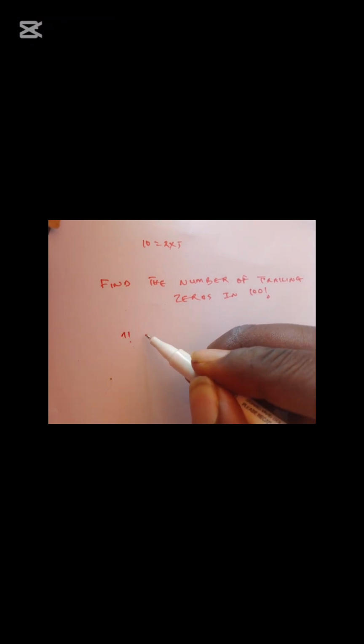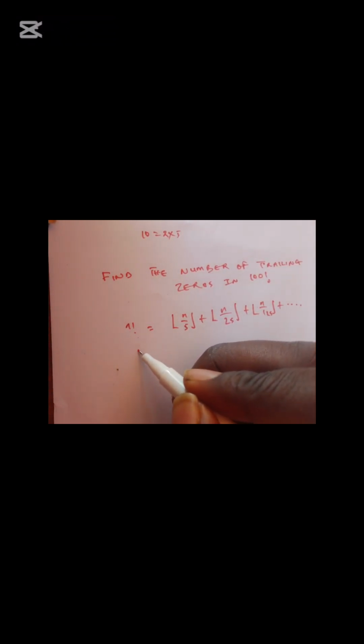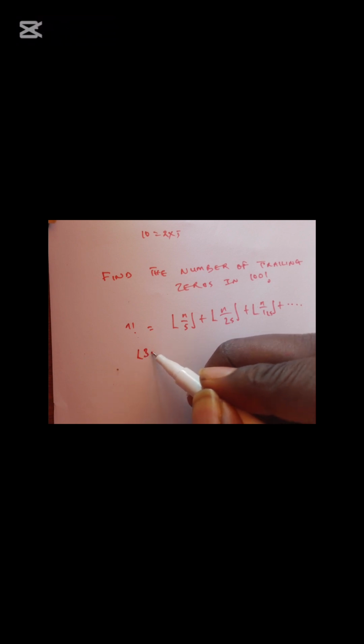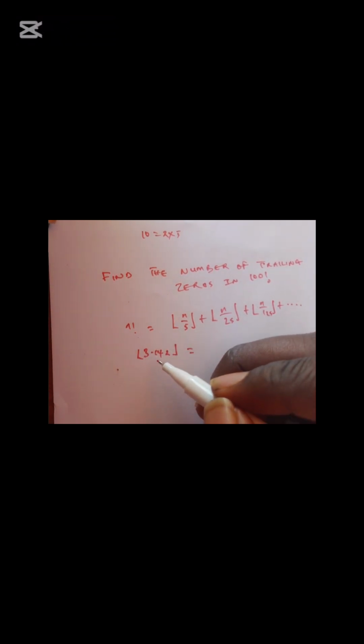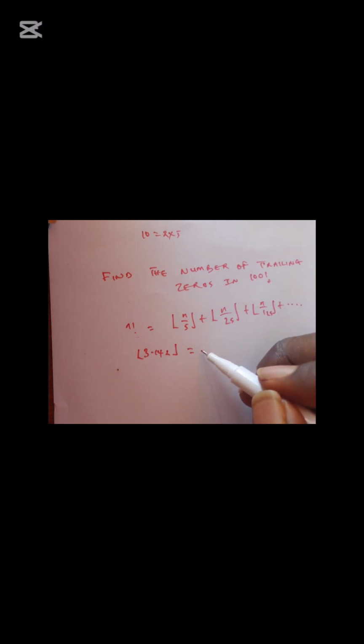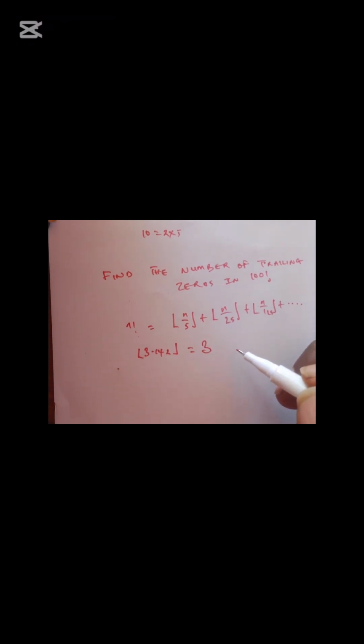We said n factorial has floor of n over 5, plus floor of n over 25, plus floor of n over 125, plus dot dot dot. I know we all know what the floor function is. For instance, if we asked you to find the floor function of 3.142, what are you going to get? You write the number before the point. So the floor function of 3.142 is 3.